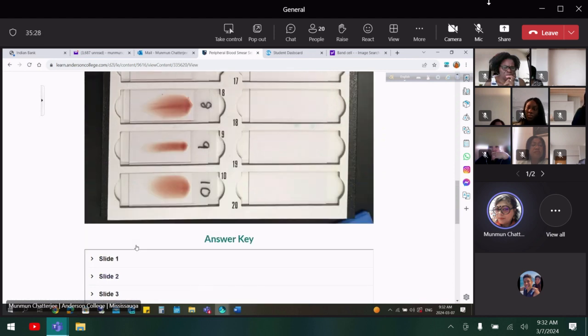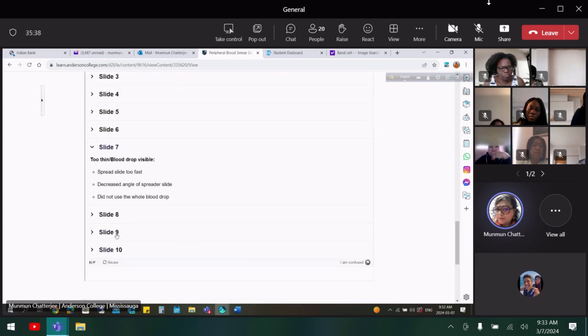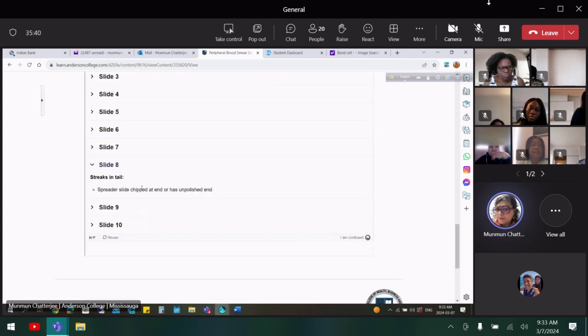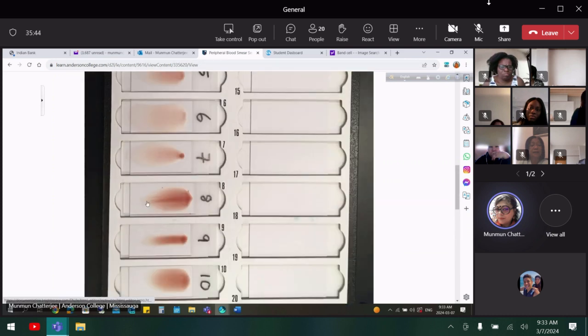What is eight? Obviously not inconsistent pressure. What do you think, eight? You guys have the answer. I know already. Spreader slide chipped at the end and has polished ends. Yes, so at the end you can see maybe there is some break or something.